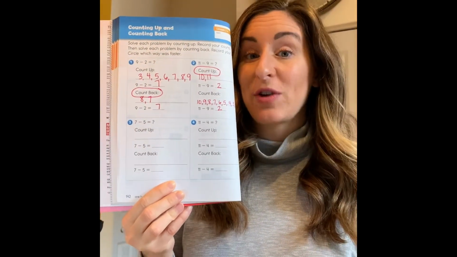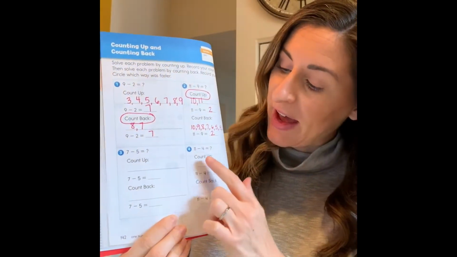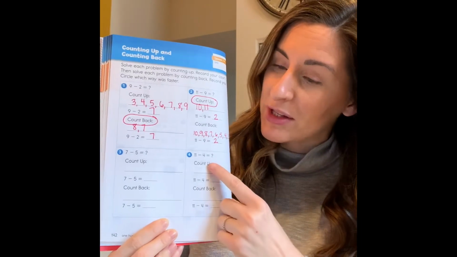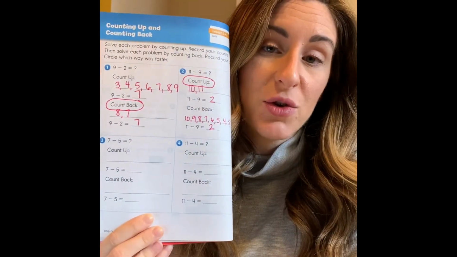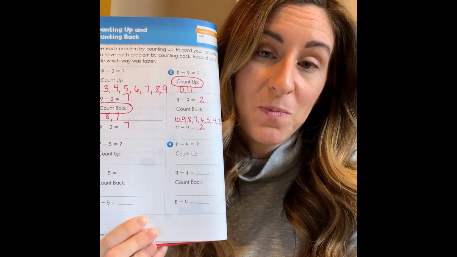Out of these 2 strategies, which one was faster for 11 minus 4? Was it counting up or counting back? Circle the one that was faster. Now, you can use counting up or counting back for subtraction problems. We just learned how to do that.